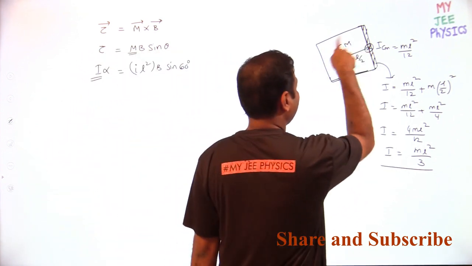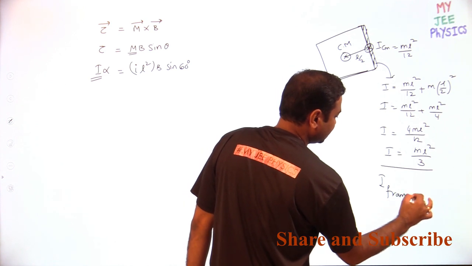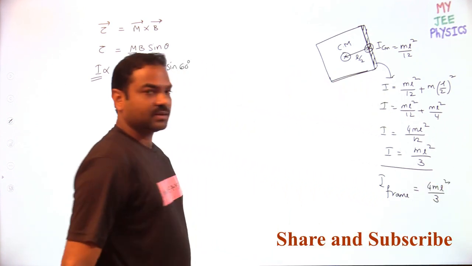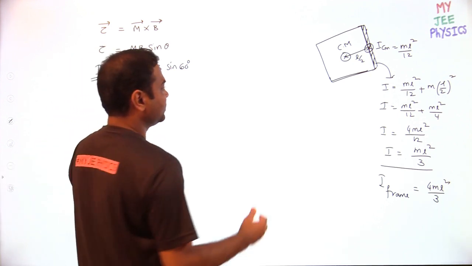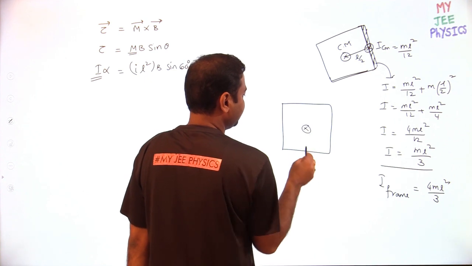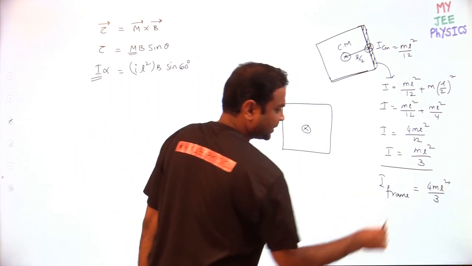So for the entire frame, what is the moment of inertia? For the frame, obviously it is 4 times ML² by 3. I will tell you why I am calculating this. If I am taking a square frame, this is the axis of rotation, and the moment of inertia I got is 4ML² by 3.